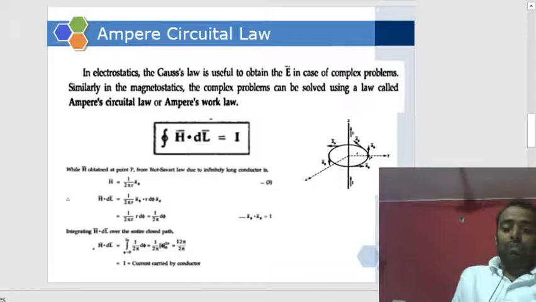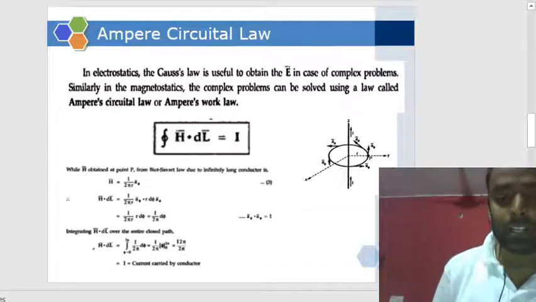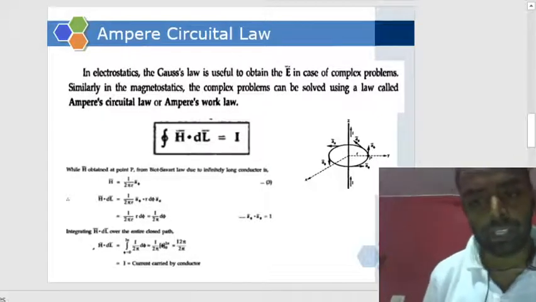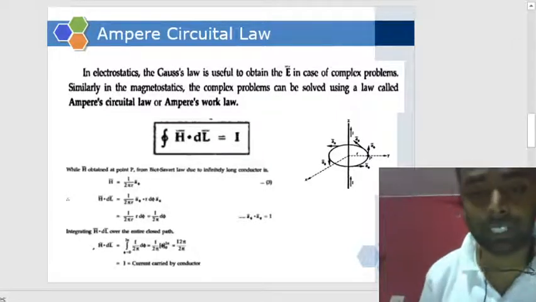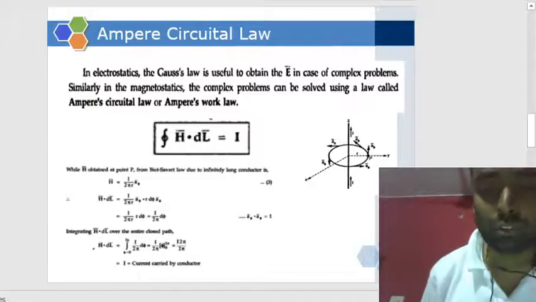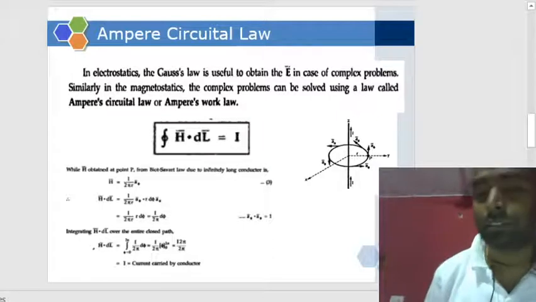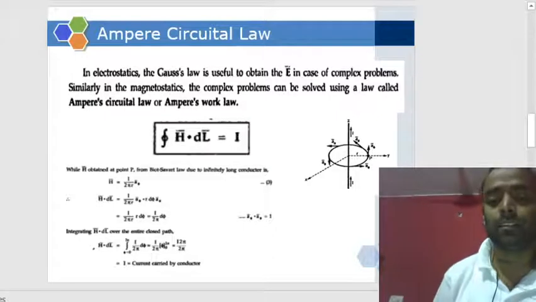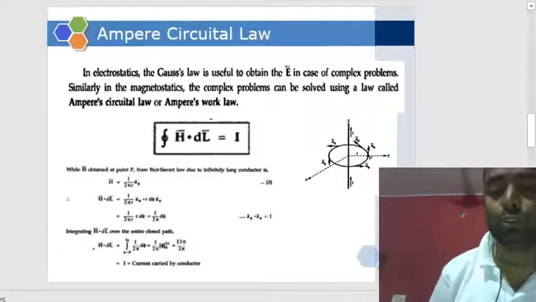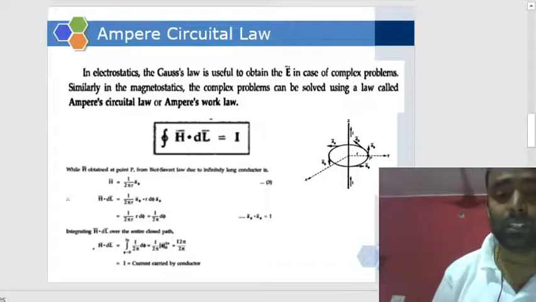Another law which I want to discuss here is ACL. It is Ampere circuital law. As in electrostatics, we studied the Gauss law, isn't it? Initially we studied Coulomb's law, which was a bit difficult, and then we studied the Gauss law, which was a bit easier. And it was useful to obtain electric fields in case of complex problems, isn't it?